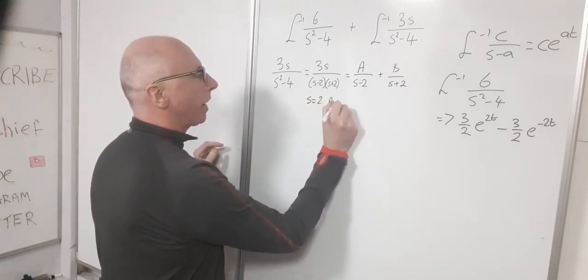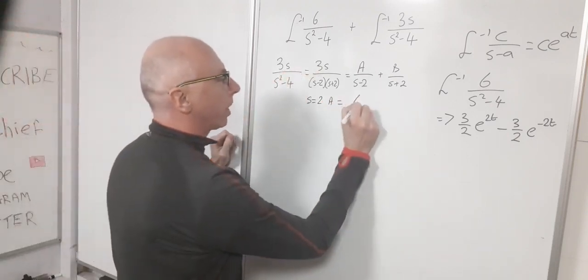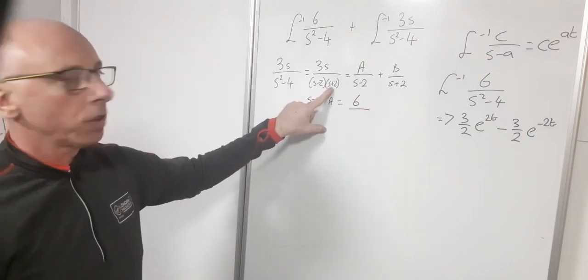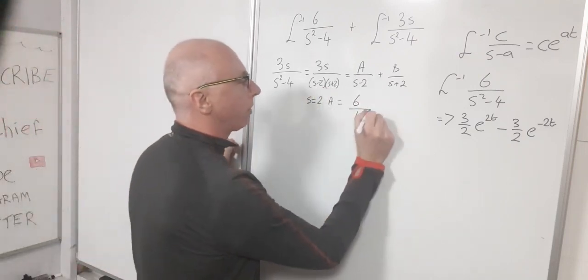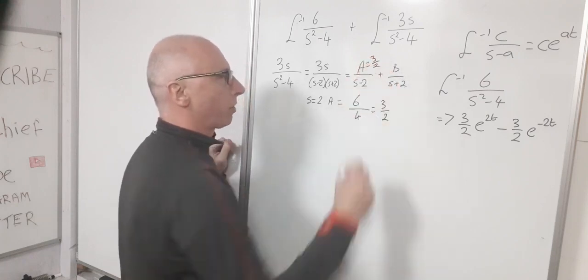So therefore my A will equal, so I've got 6 again in my numerator. If s equals 2, this one's gone, and this one just becomes a 4. So I've got 6 over 4, so that's 3 over 2. So A is 3 over 2.